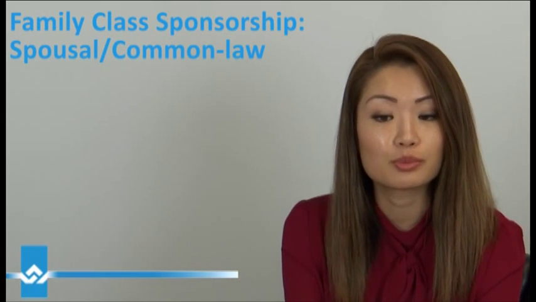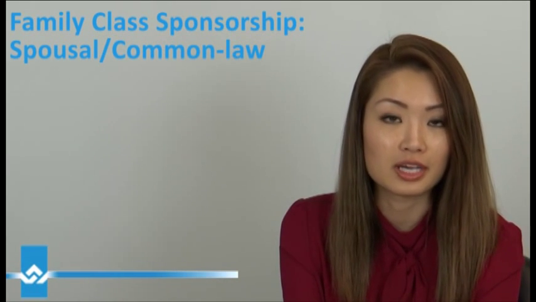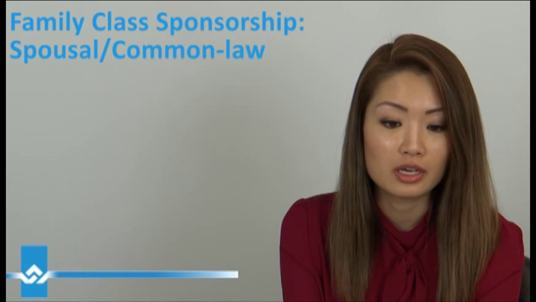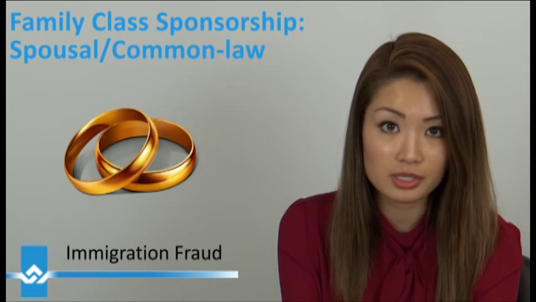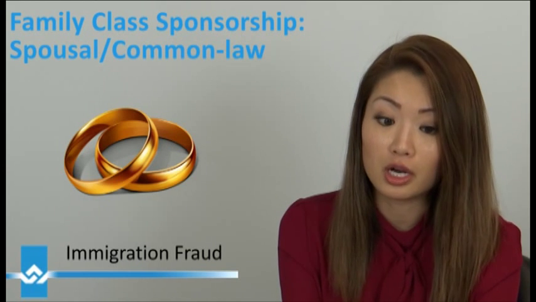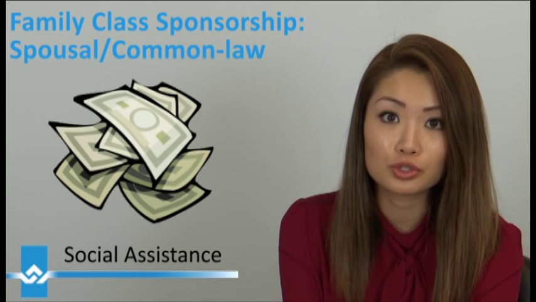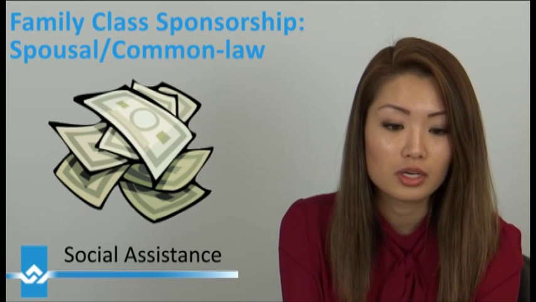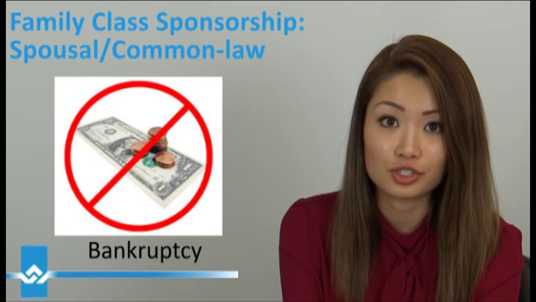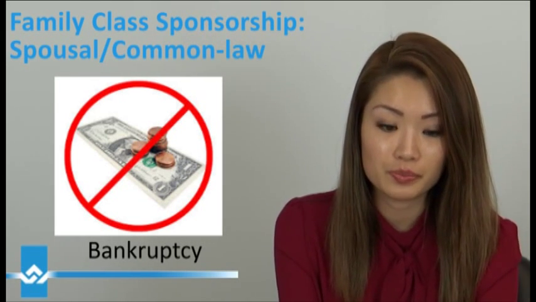Some things may affect both applications that will lead to the CIC to deny the application. This could be that your marriage is for immigration purposes, your spouse or common law has a bad criminal record, you are both on social assistance for other reasons and not for disability, you are in bankruptcy and are not yet discharged, you are not financially stable to support your spouse.